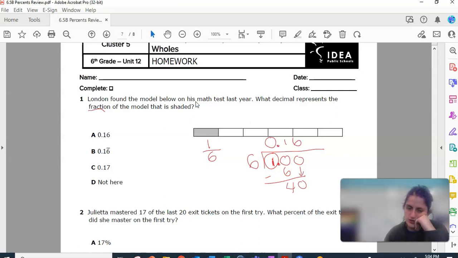Wait, we have 2 answers that kind of look like that. So not this one. And we need to decide if we have no remainder or if we have repeating 6s. 6 times 6 is 36. That gives you a remainder of 4. You'd add another 0, you'd bring it down, we'd be at 40 again. So you need to select the option that shows that the 6s will continue happening forever and ever and ever and ever.